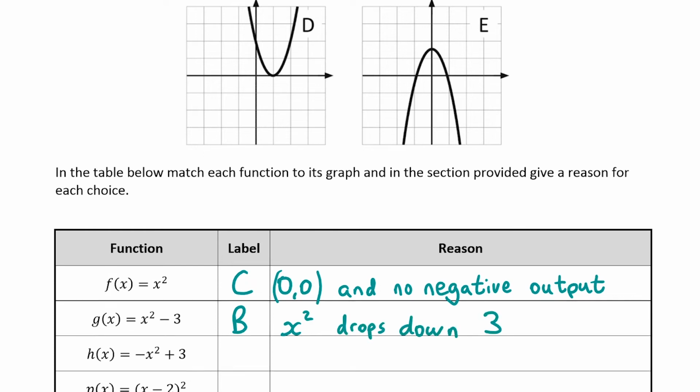So therefore we can say that the graph g(x) is B, as x squared drops down 3. Okay, so our next function is h(x), which is equal to minus x squared plus 3. The minus x squared is going to invert f(x), and then plus 3 will raise it up 3. So now let's have a look.